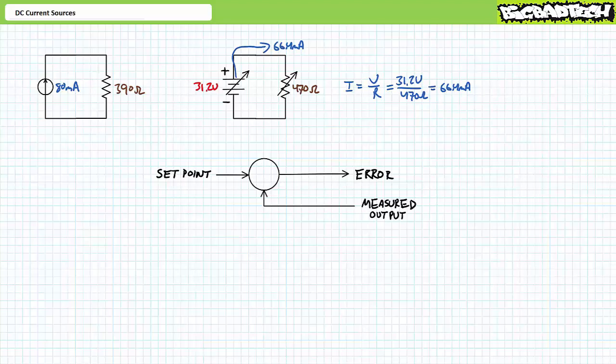Via the transfer function, a bit of control theory math I'm skipping over right now, that for this circuit is kind of just like Ohm's law in a nice suit and tie, the adjustable voltage source increases its output to 37.6 volts. At this voltage, current again returns to 80 mA and the error is 0 mA.